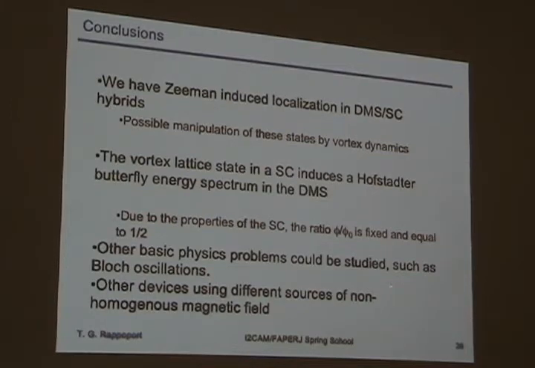Now, some other basic problems could be studied in a system like that. This is one example of a source of non-homogeneous magnetic field, but there are many other possibilities of generating a non-homogeneous magnetic field on a very small scale. So in principle, you can construct other devices that could do other things if they produce a non-homogeneous magnetic field. So that's all.